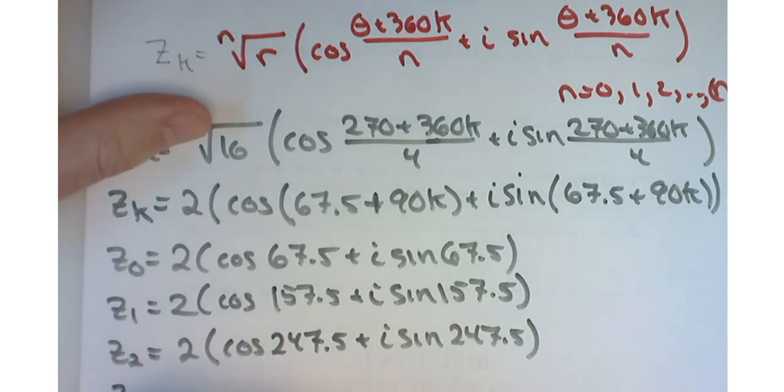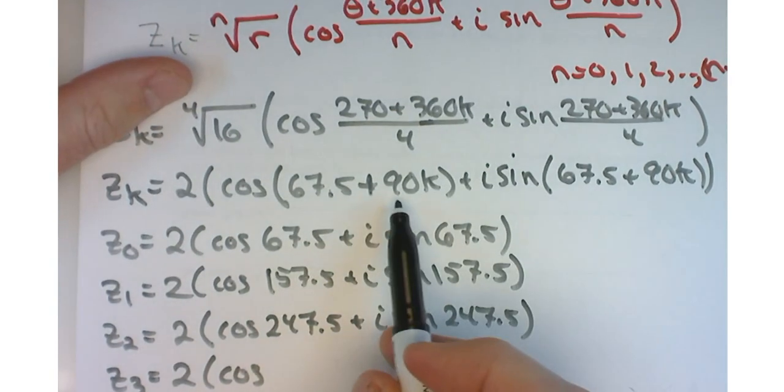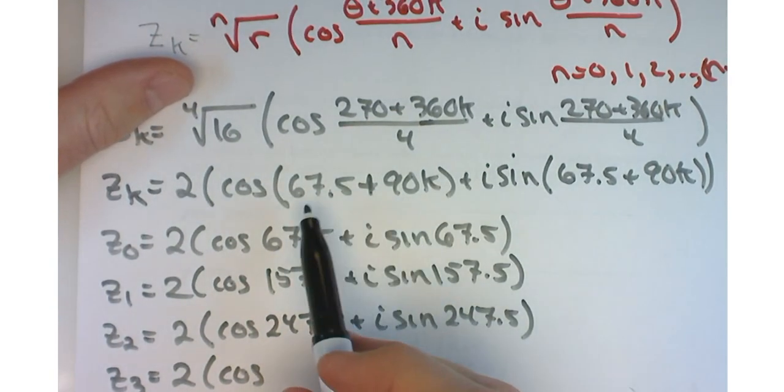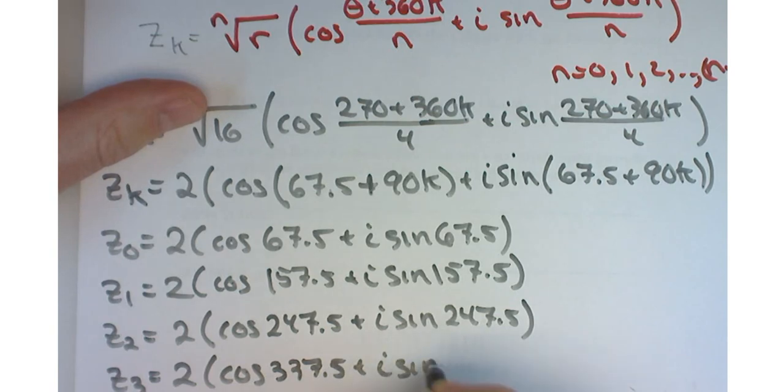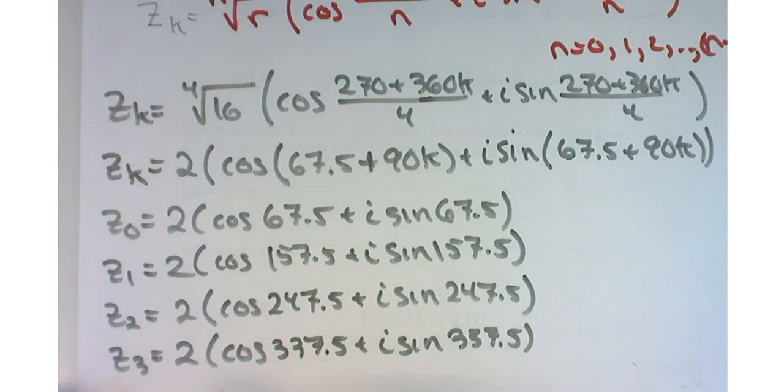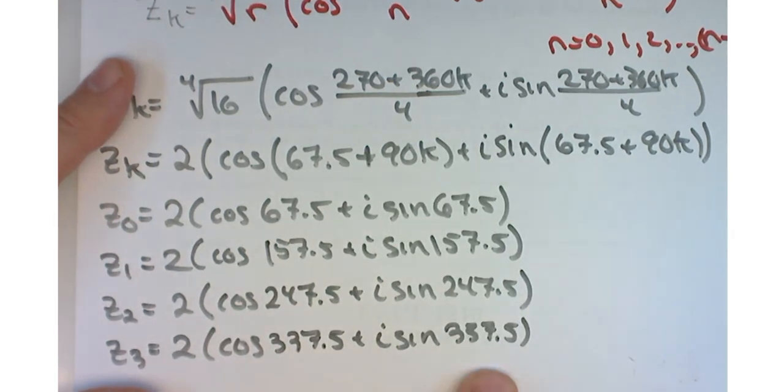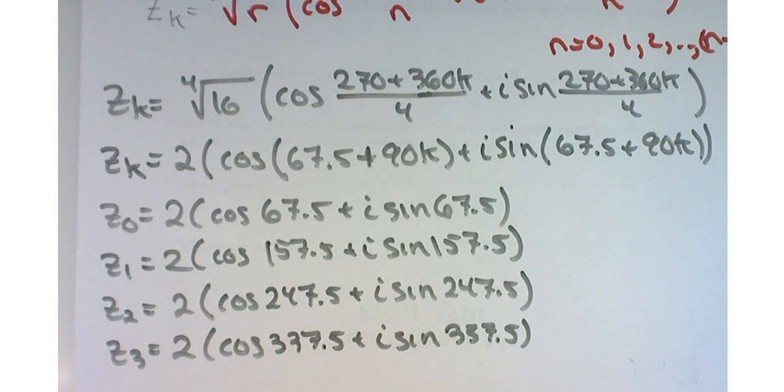And then the last one, z sub 3, is 2 times cosine. 3 times 90 is going to be 270 plus 67.5 is going to be 337.5, plus i times the sine of 337.5. Now you could be asked, and you should be ready, to convert any of these to numbers in rectangular coordinates. So let's just pick one at random. Just give me 0, 1, 2, or 3. 2. All right, let's take this one and turn it into rectangular coordinates.